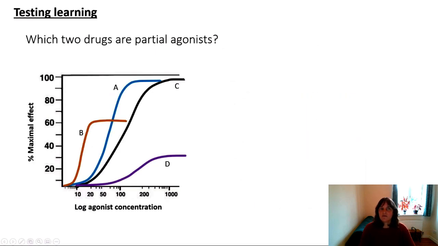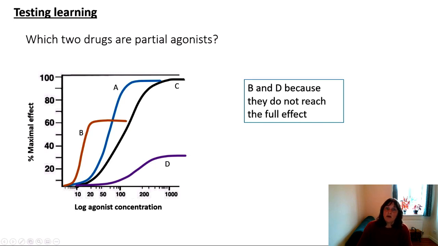So I've just got a few slides testing your understanding of some of those concepts now. Which two of these drugs are partial agonists? I'm going to reveal the answer now. So they are B and D. They're partial agonists because they don't reach the maximal effect within that system.